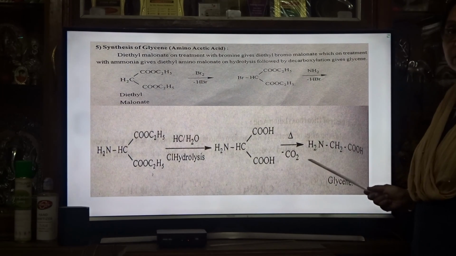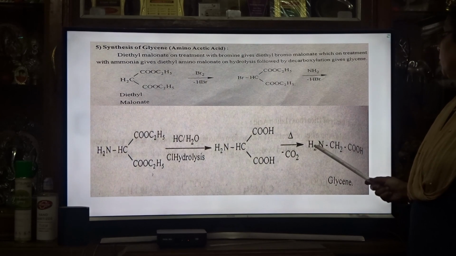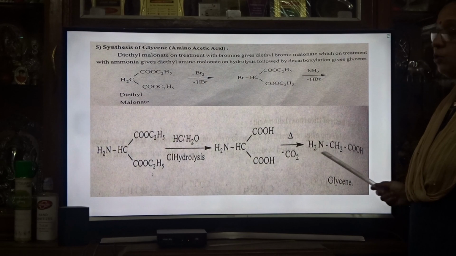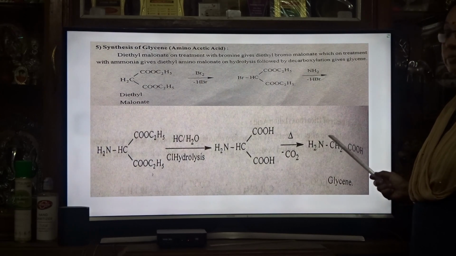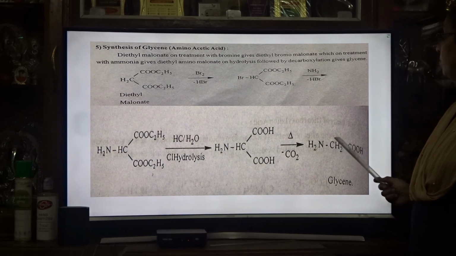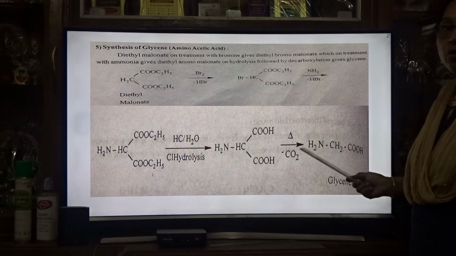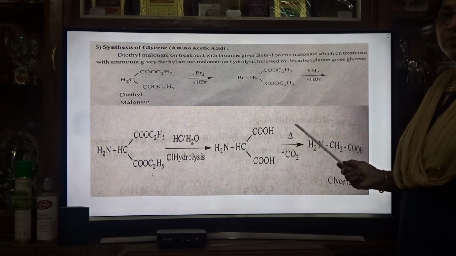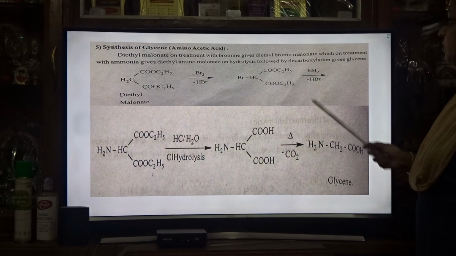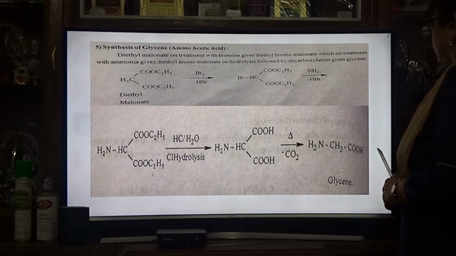NH2CH2COOH is the formula of glycine. CH2 on one side, NH2 group on the other side, and COOH. This is an amino acid. Glycine is an amino acid. So we can also say amino acetic acid. Amino group is there and COOH group is there. So it is also known as amino acetic acid.